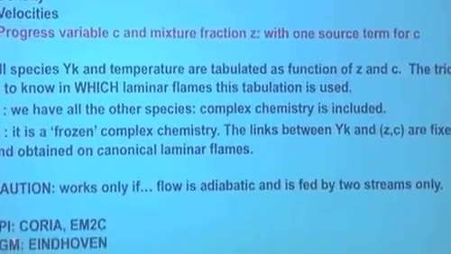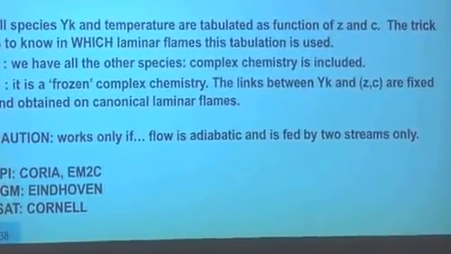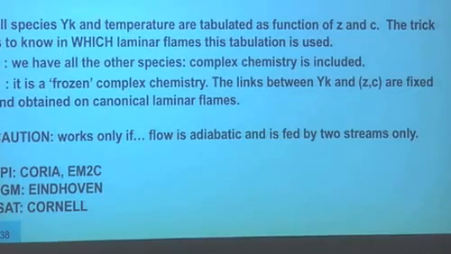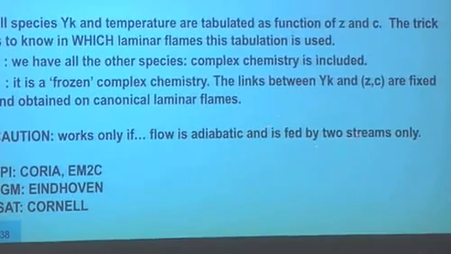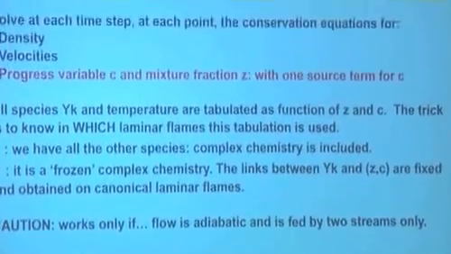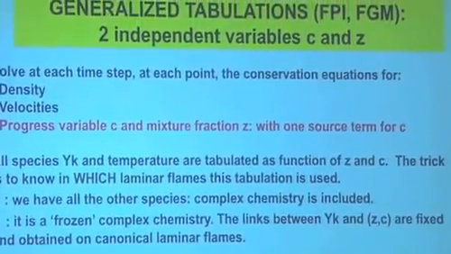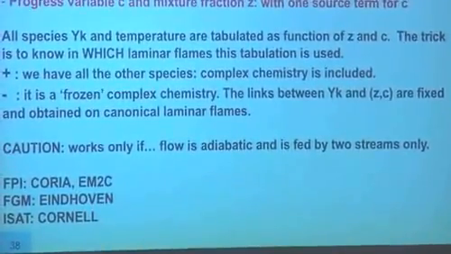There are quite a few groups here working on that. FPI and FGM are basically the same method, except they fight to know who did it first. It's kind of interesting when you read the reviews. You have to be careful that even though you tabulate things with two variables, for example in an adiabatic flame, if the flow is not adiabatic, if you have losses near the walls, it won't work. It's not going to work. You're using Z here, so you have to believe that Z exists. Again, you see that Z exists only for equal Lewis number. And Z exists only if you have two streams feeding your combustor.